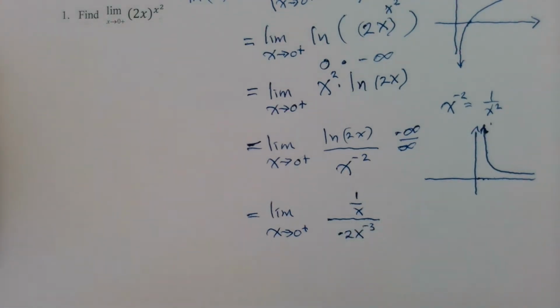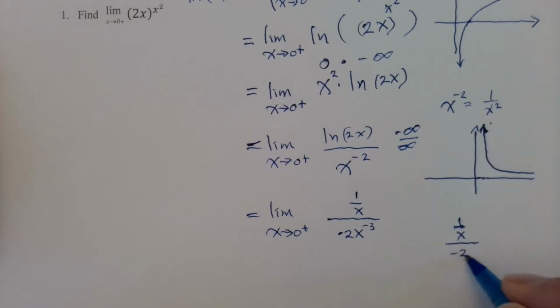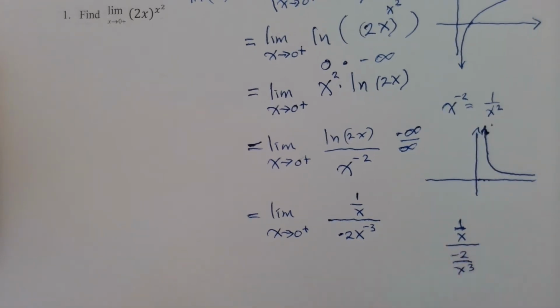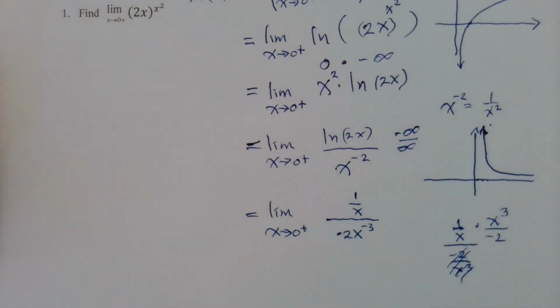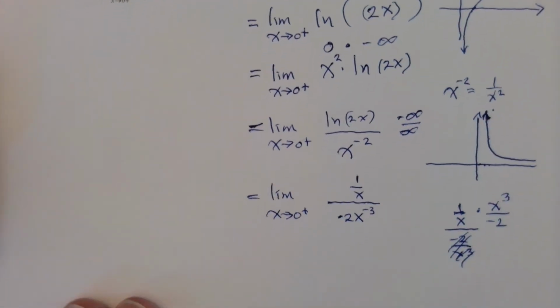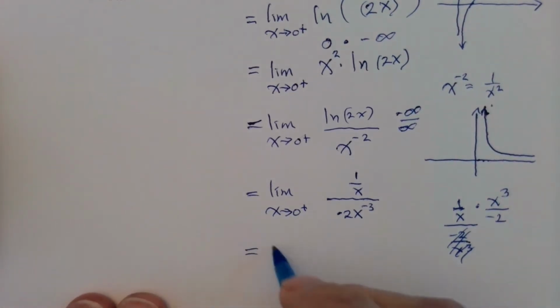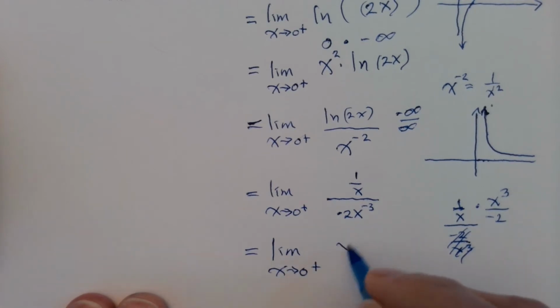So we do some simplifying, and I'll do that over to the right here. This is 1 over x divided by negative 2 over x cubed. And of course, instead of dividing by negative 2 over x cubed, you can multiply by x cubed over negative 2 like this, and you end up with x squared over negative 2. So we're almost done. This is the limit as x approaches 0 from the right of x squared over negative 2.